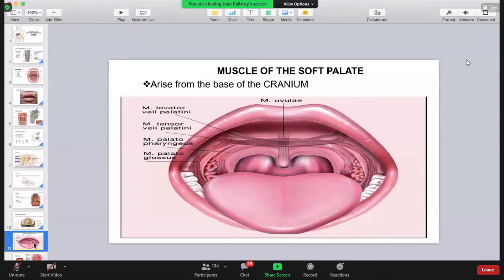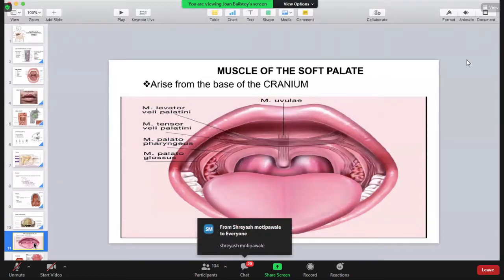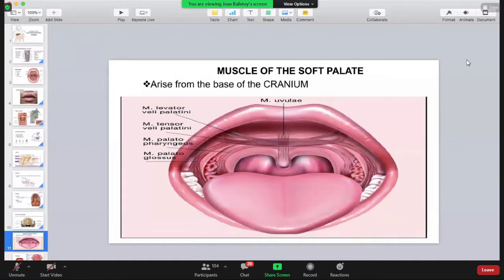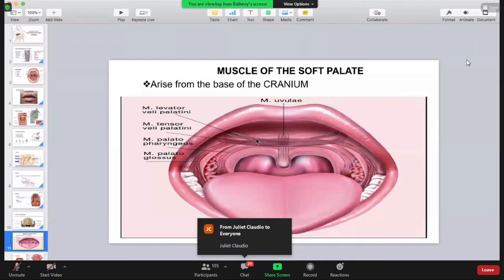Now let's go to the muscles of the soft palate. What muscles are found in the palate? So we have 5 muscles: the palatoglossus, palatopharyngeus, tensor veli palatini, levator veli palatini, and the musculus uvulae. So what is the importance of these muscles?